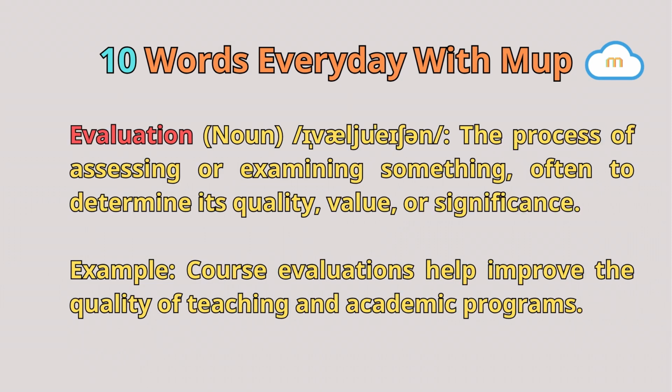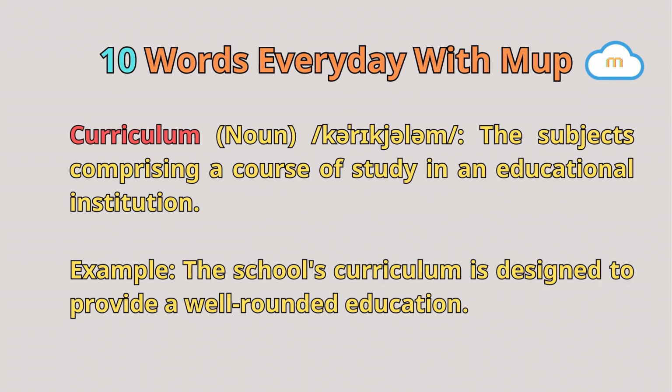Evaluation. Definition: the process of assessing or examining something, often to determine its quality, value, or significance. Example: course evaluations help improve the quality of teaching and academic programs. Curriculum. Definition: the subjects comprising a course of study in an educational institution. Example: the school's curriculum is designed to provide a well-rounded education.